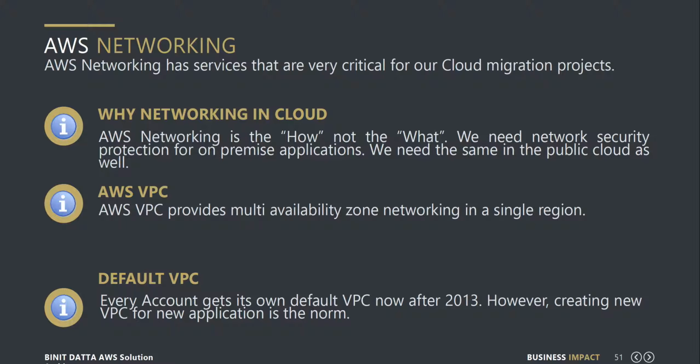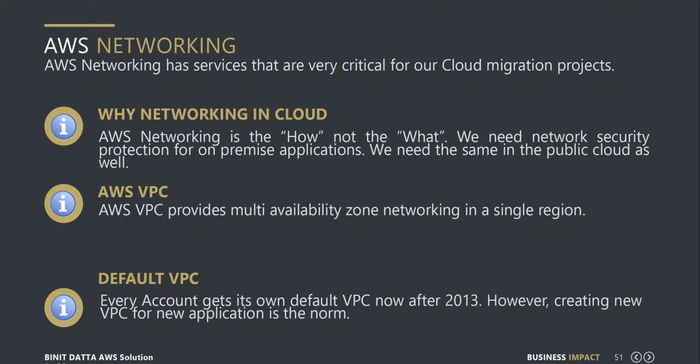AWS networking is the how, not the what. We need network security protection for on-premise application. We will need the same in public cloud as well. This statement is true whether you are using AWS or whether you are using Azure or Google. You definitely, maybe more so, need cloud security, separation from one account to another.